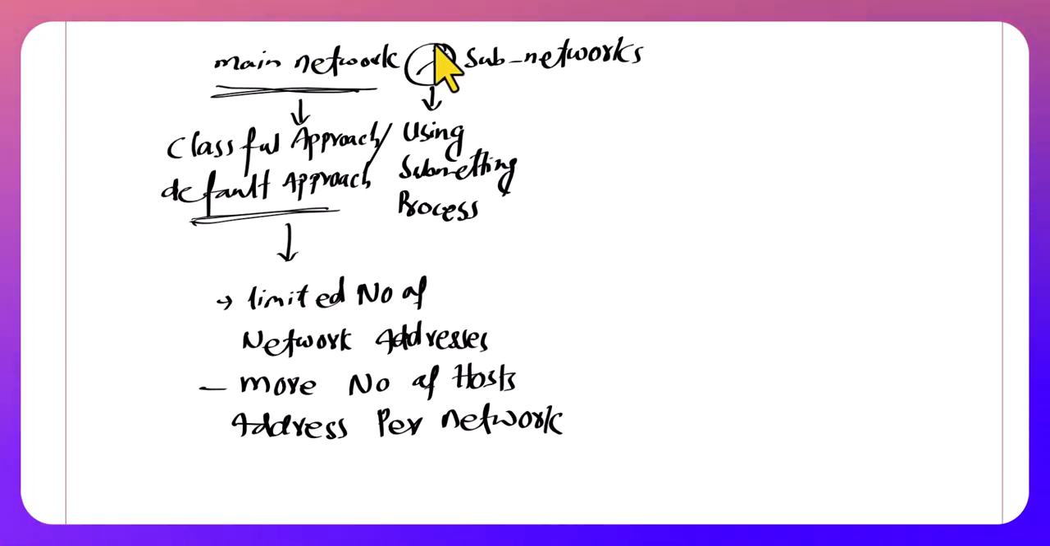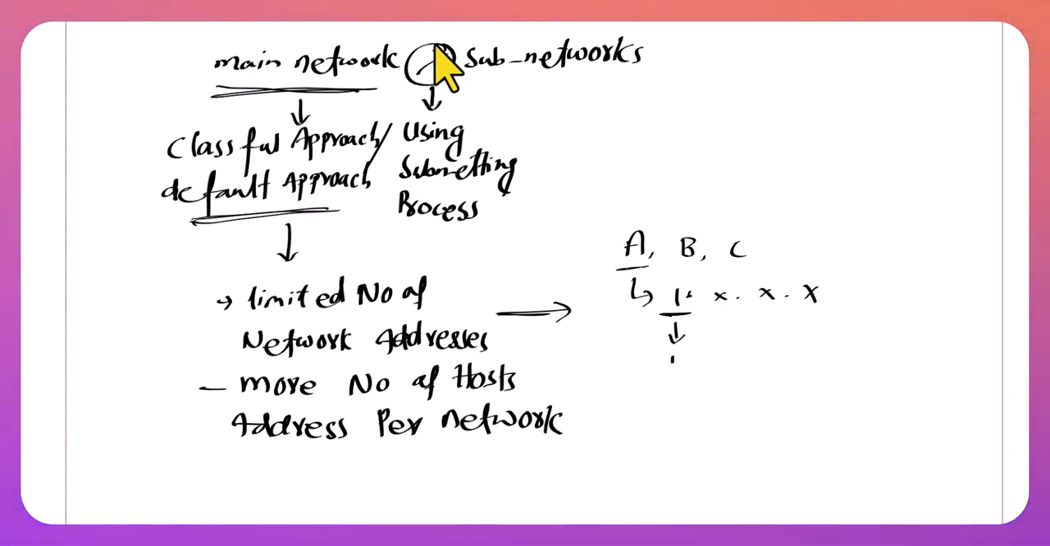Okay guys, let's understand both issues in detail. Then we will better understand the meaning of creating subnetworks. First, the limited number of networks in IP version 4. We know that in IP version 4 we can only use class A, B, C. Class A goes from 1.x.x.x. Here only one octet belongs to the network, so it goes up to 126.x.x.x.